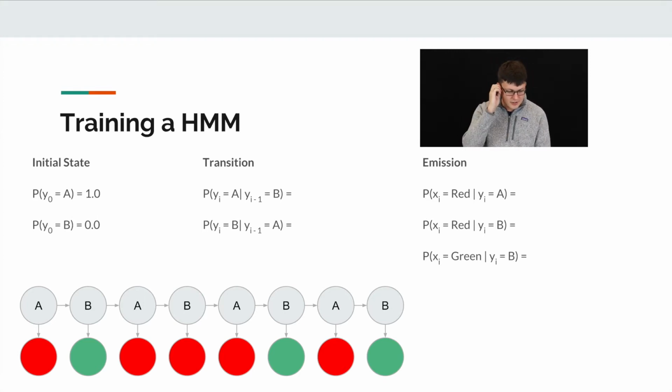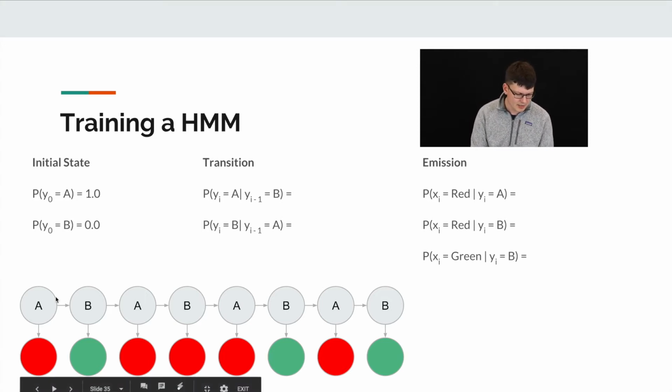Let's look at transition. This is the state transition probability distribution. We're going to look at when I'm in each state, either A or B, what's the probability that I stay in that state? What's the probability I transition? The first one, let's do P of y_i equals A given y_{i-1} is B. This basically says if I'm in state B, so y_{i-1} is B, what's the probability I'm going to transition out of B and into A for the next step?